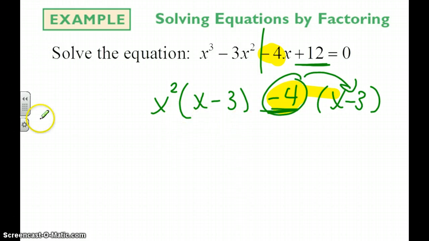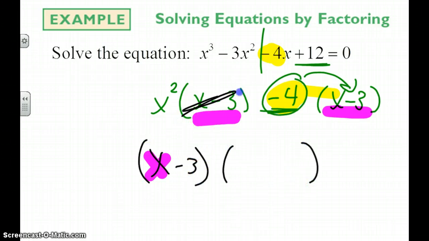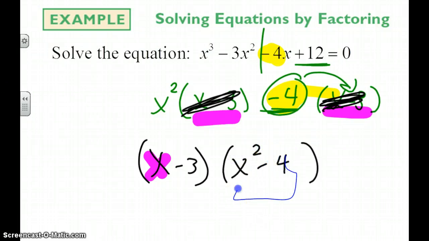So now I've created some more GCFs. So I've got an x minus 3 and an x minus 3 for both terms. So I'm going to factor out an x minus 3, leaving me with the two terms. So if this term gets factored out and this term gets factored out, I have an x squared minus 4, which factors some more.